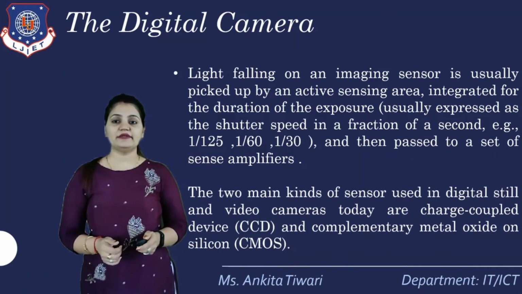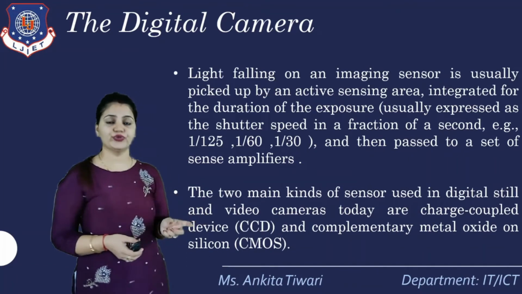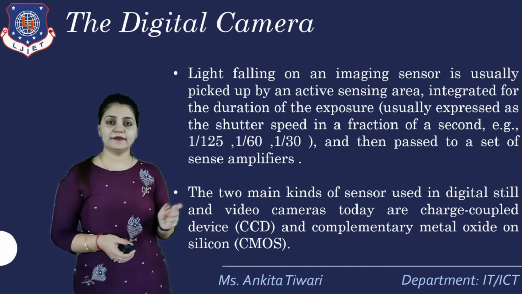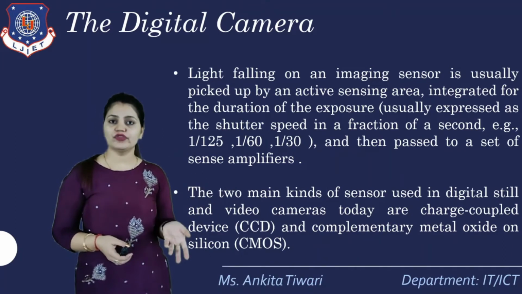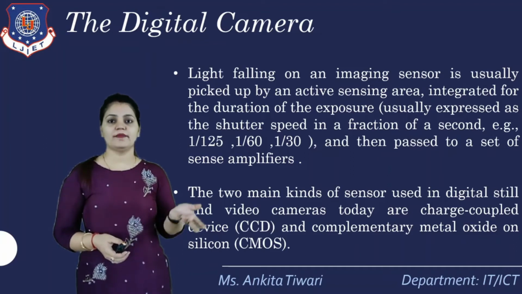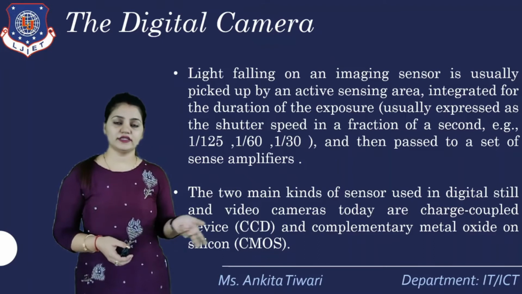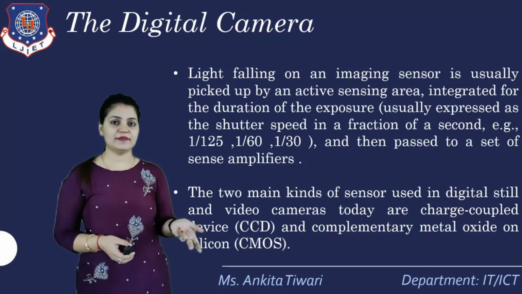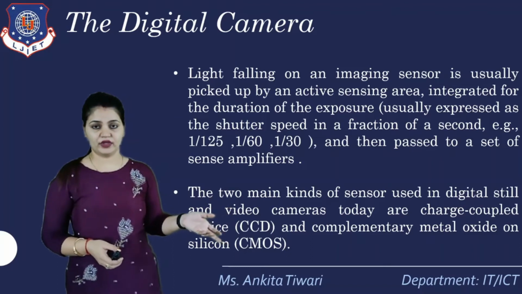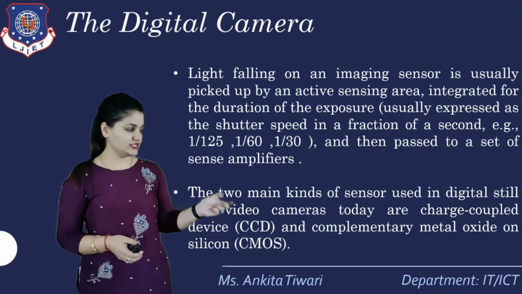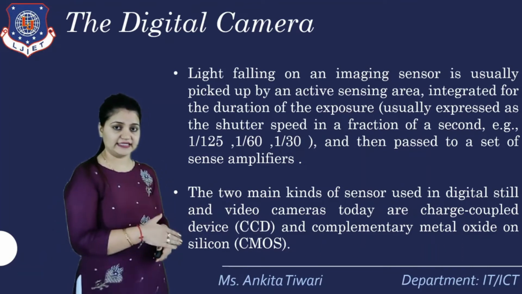So with respect to that, there are two kinds of sensors. I've already told you, CMOS and CCD, which are used in digital still and also video cameras today: charged coupled device, that is CCD, and complementary metal oxide on silicon, which is also known as CMOS. So these are the two kinds of sensors that we are going to use in digital, also for videos. In detail we are going to study what these sensors are capturing.